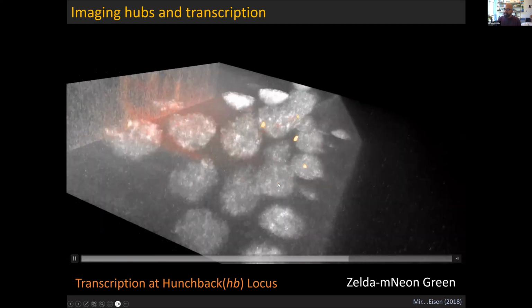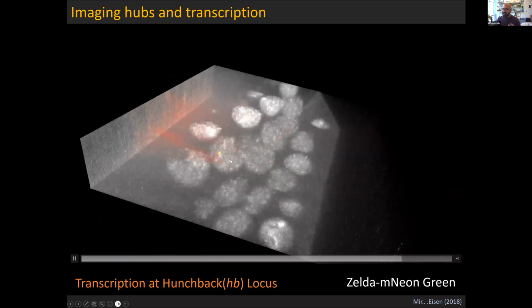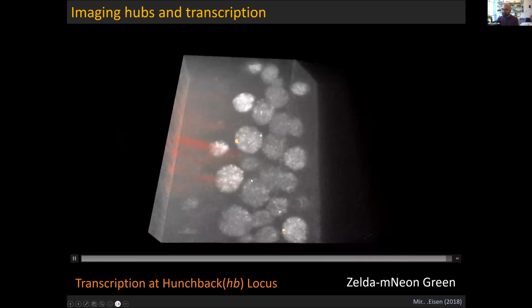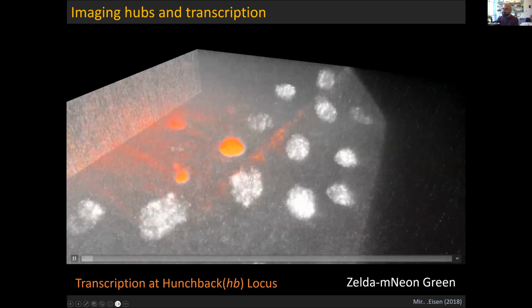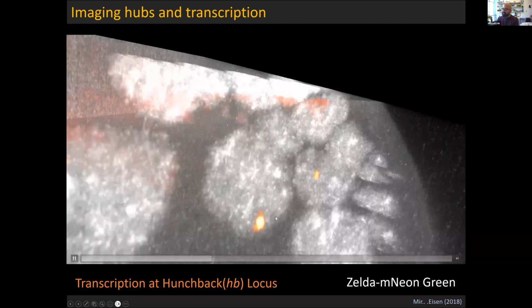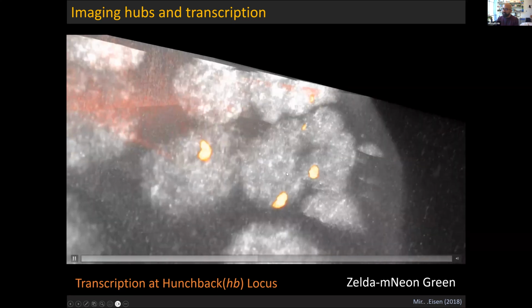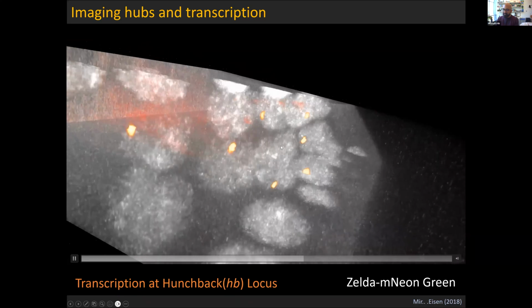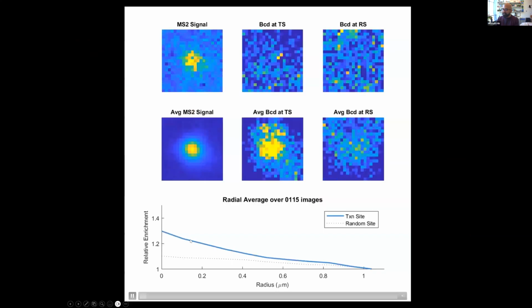But we devised a method to see if the interactions are different at that site versus other sites in the nucleus. And what we do is we use the transcription site as a sort of anchor, and then we see how the protein signal around it is varying versus a random site in the nucleus. And this is what that analysis looks like.